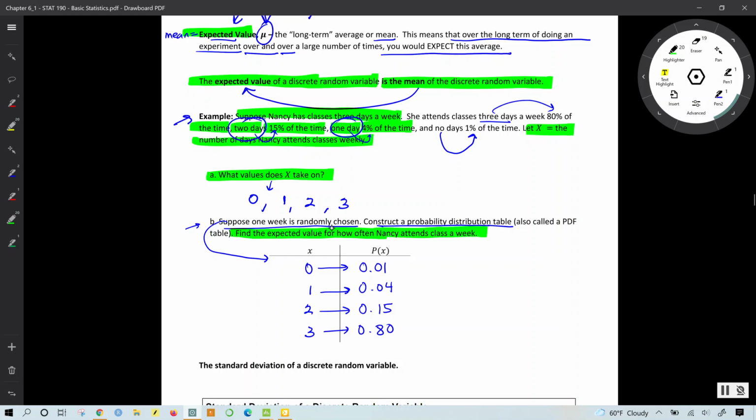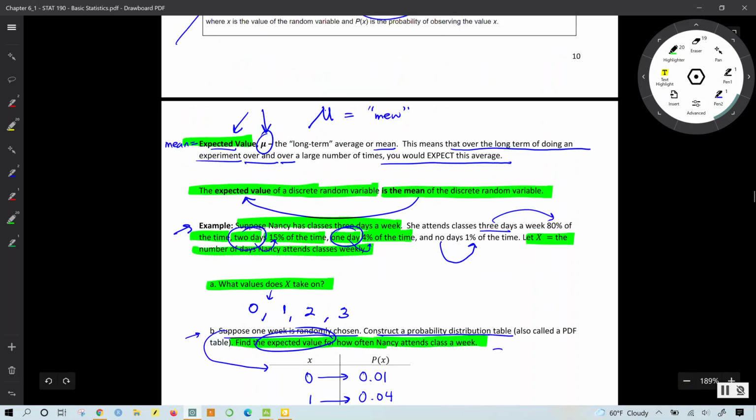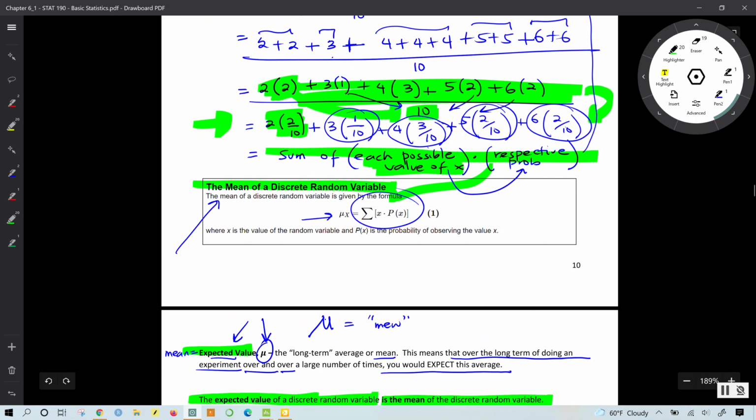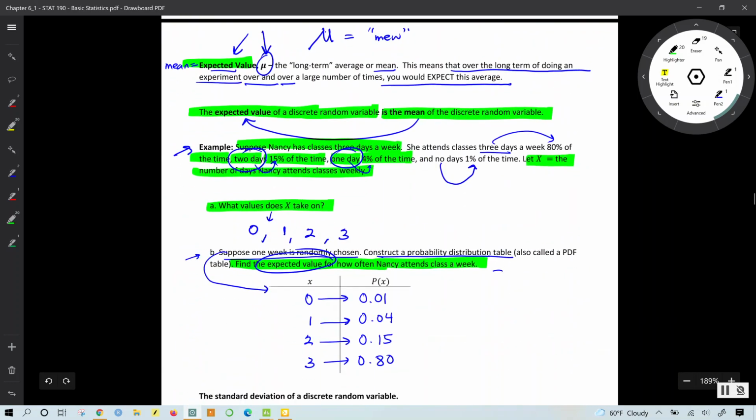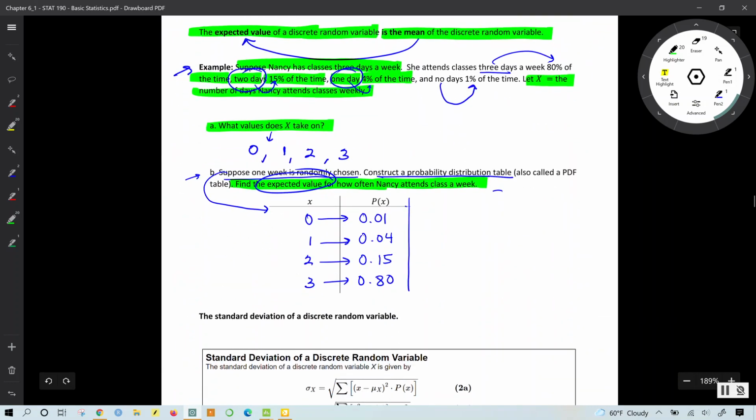In order to get the expected value, which is otherwise written as E of x, this is the first step we take. We look back at the formula we generated. We're going to multiply each possible value by its respective probability. Let's create a column for that. Each value, x, multiplied by the respective probability.